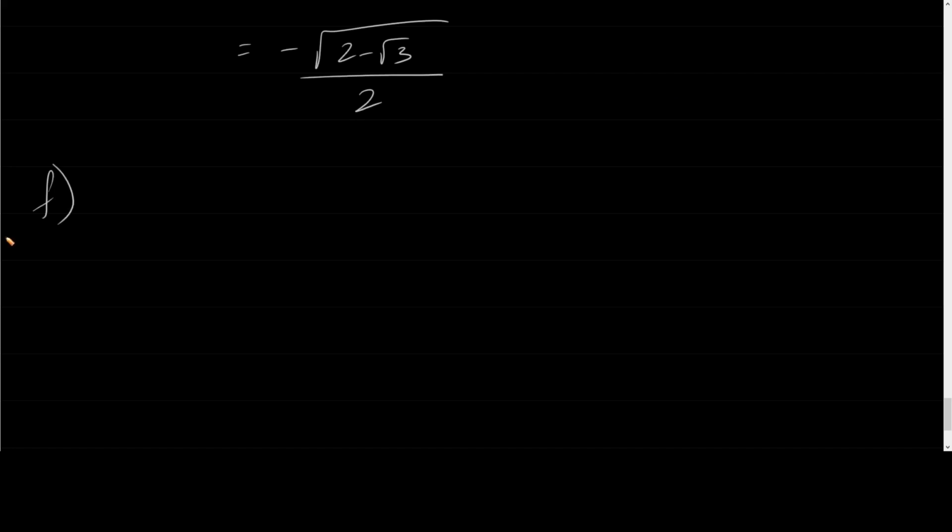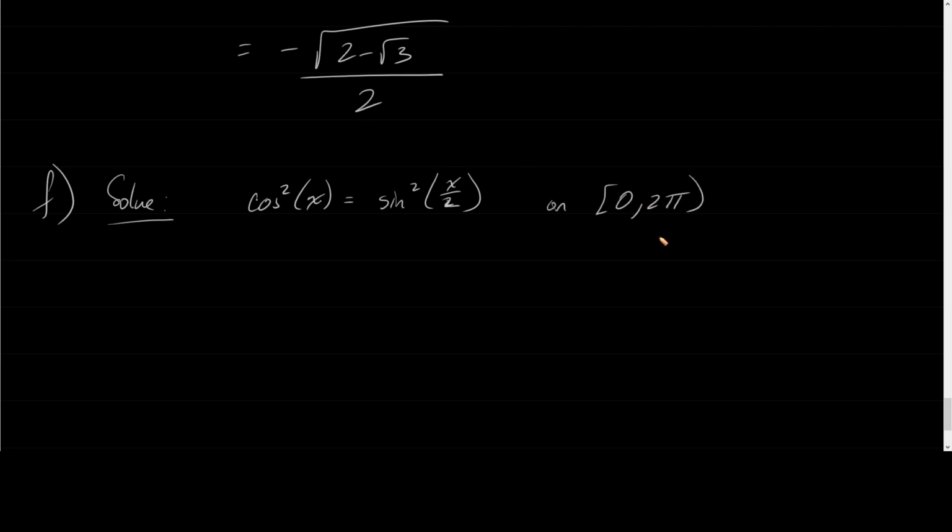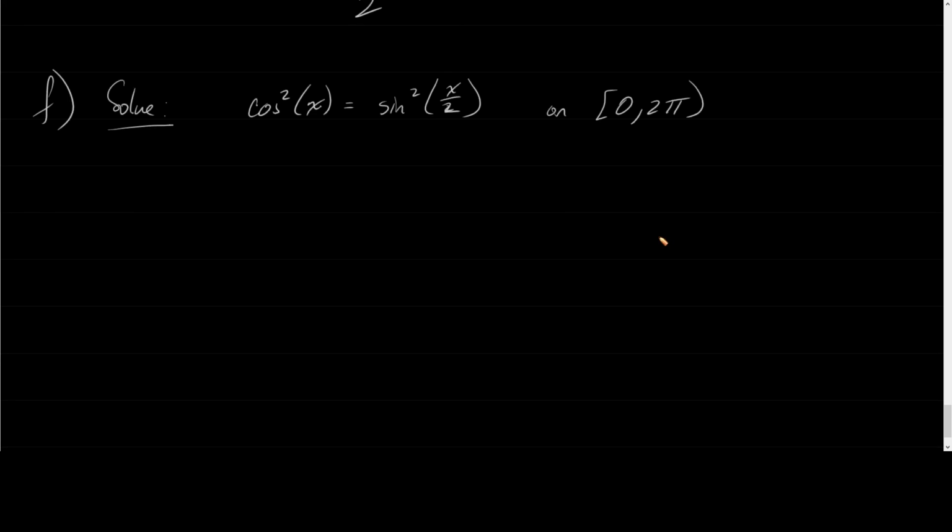So let's say that I said solve cosine squared of x being equal to sine squared of x over 2 on the unit circle, so from 0 to 2 pi. The way that I'm going to start this is, let's look at sine squared of x over 2. Sine squared of x over 2 would be sine of x over 2, quantity squared.